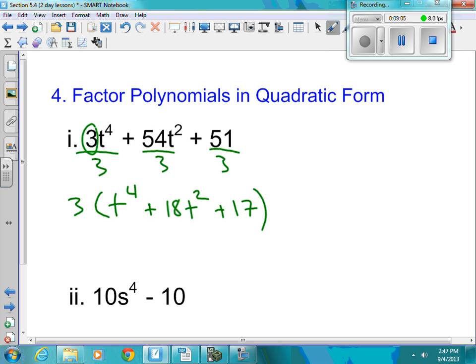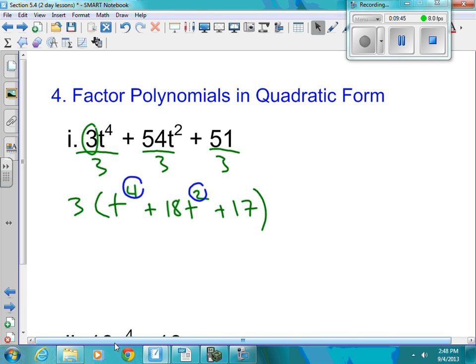So we factor out a monomial. Can we factor what's inside? It's not a quadratic, but it has a quadratic look. What I mean by that is, you look at the first power and the middle power, and the last term is a constant. But the middle power is half as big as the biggest power. So squared is half the size of 4. That tells me this might be able to be factored in quadratic form. If I had t to the 6th and t to the 3rd in the middle, t to the 8th, t to the 4th, t to the 10th, t to the 5th, that would be a possible quadratic model.